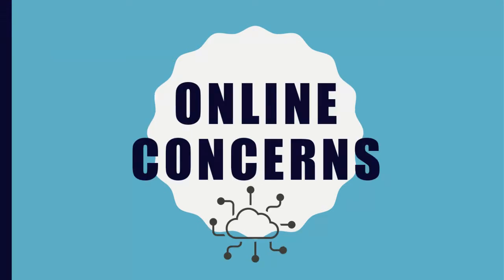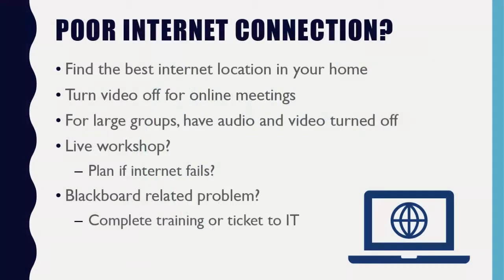Okay, so now we're going to move on to online concerns, starting with a poor internet connection. I saw previously in the chat that someone apologized because they're having difficulty with their internet connection today, actually. This is the perfect example of how sometimes you can't predict what's going to happen with your internet, and unfortunately it may be out of your control, but you can try your best to plan for this occurrence.